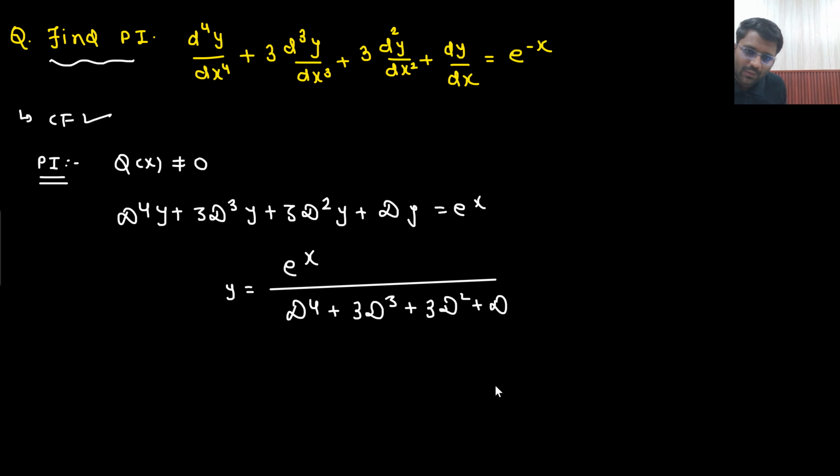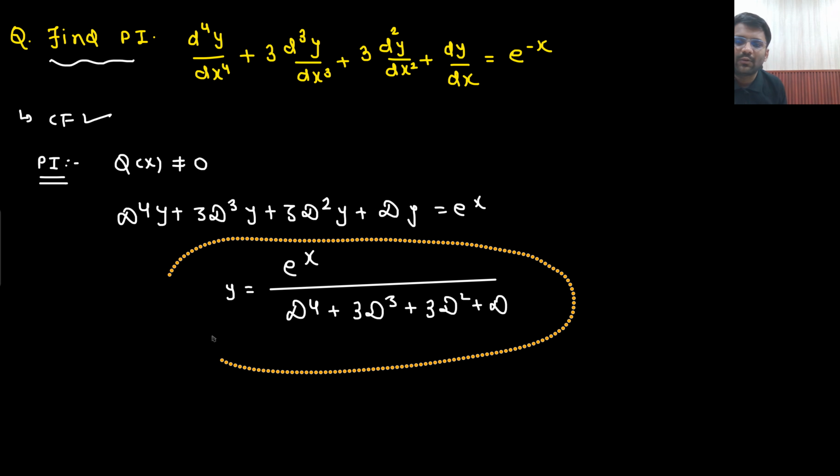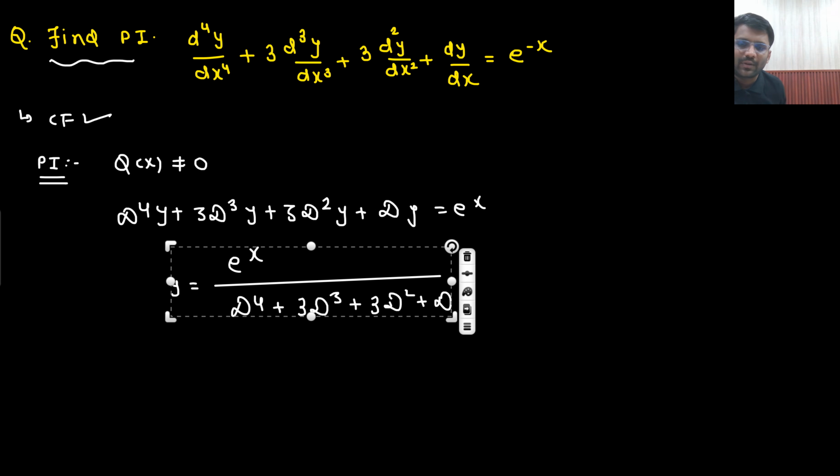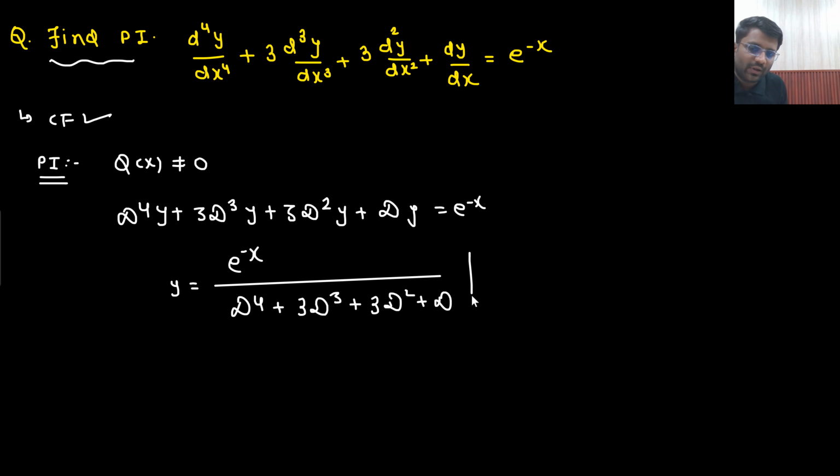Till this point I can do very easily. This is my y. Now what I need to do? This is e to the power minus x. Sorry guys, it is e to the power minus x. Now I need to put D equals to minus 1. So if I put minus 1, what am I getting? e to the power minus x upon minus 1 to the power 4 which is 1, minus 3 plus 3 minus 1. The denominator is coming out to be 0. Not acceptable.